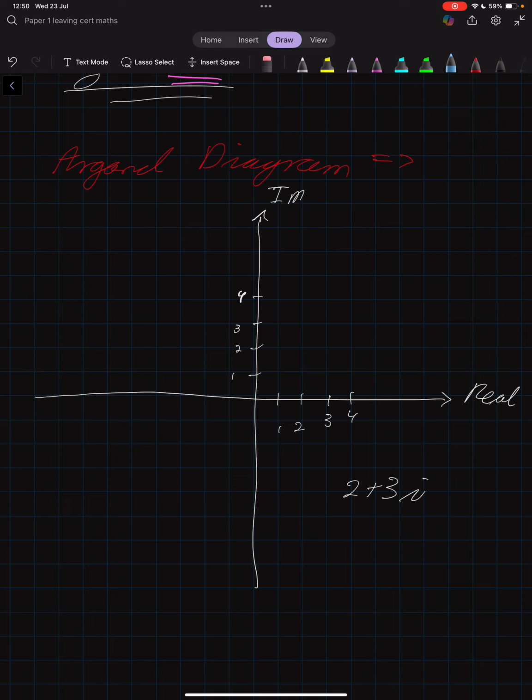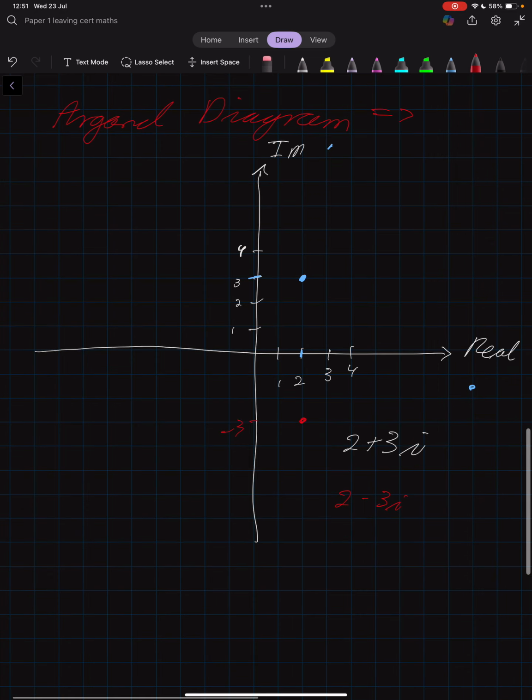You would go to 2, you would go to 3i, and wherever they land, that would be where you draw it. Okay? So the real part goes along the x-axis and the imaginary part goes on the y-axis. The same way, if I had 2 minus 3i, it would simply be down here instead, at minus 3. The real part stays the same, it's just the imaginary part becomes negative and therefore it's down below. So that's the Argand diagram. You have your real part along the x-axis and your imaginary part on the y.